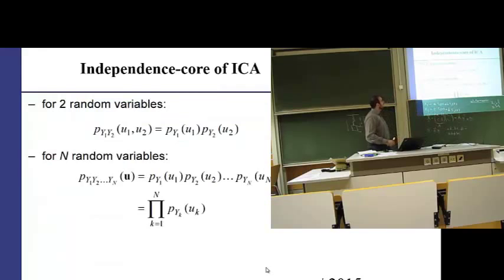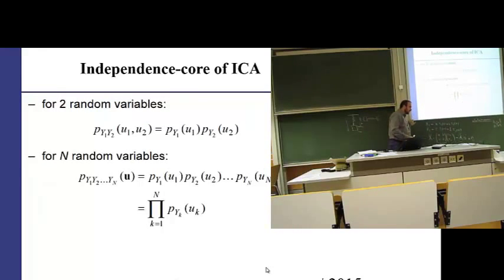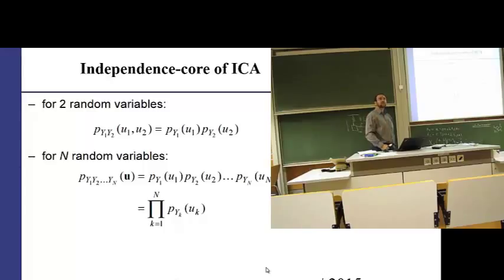What is independence? From a statistical point of view, independence for a probability distribution means that the joint probability distribution should be equal to the product of the probabilities. That's the meaning of independence.